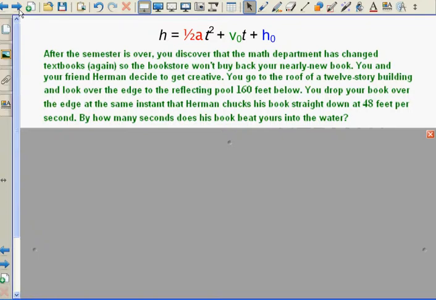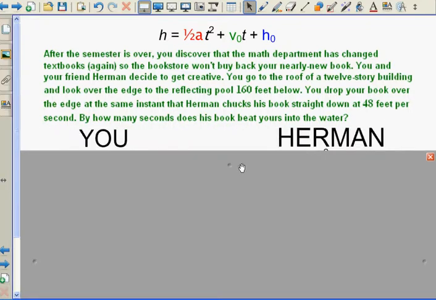So it's going to hit the pool faster than yours. So we're going to need two equations, one for you, one for Herman, right? For you, your initial velocity, you're just dropping it, so your initial velocity is going to be 0. For Herman, he's throwing it down, so I'm going to make this negative. His initial velocity is going to be negative 48. Remember, those are going in as the middle term in our quadratic.